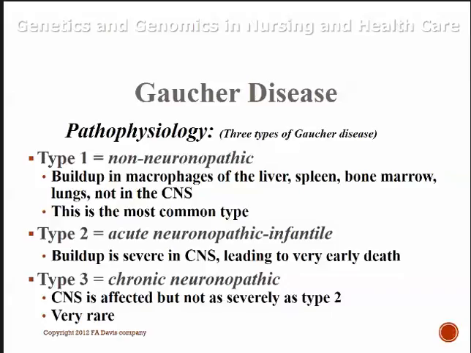The pathophysiology: there's 2 types of Gaucher disease. Type 1 is non-neuronopathic, the buildup of the macrophages in the liver, spleen, bone marrow and the lungs, but not in the central nervous system, and this is the most common. Type 2 is acute neuronopathic infantile, where the buildup is severe in the central nervous system and it leads to a very early death. And type 3 is chronic neuronopathic, and the central nervous system is affected, but not as severely as type 2, and that's a very, very rare finding.